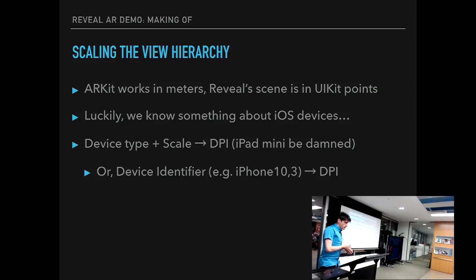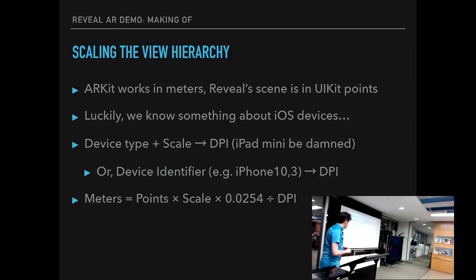Or alternatively, if we would actually collect this information and reveal, we could take the device identifier, like iPhone 10,3, which is iPhone 10, by the way, and just have a table that gives us the DPI. Theoretically, there's like a private API or something that allows you to take that information out of UIDevice, but I did not go that far. Anyway, we do have DPI, and the math is pretty simple.